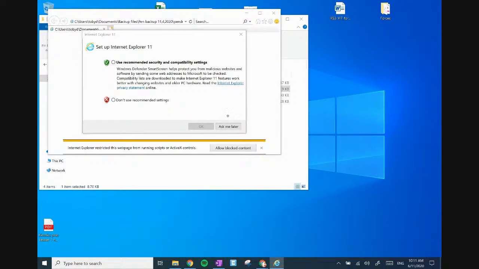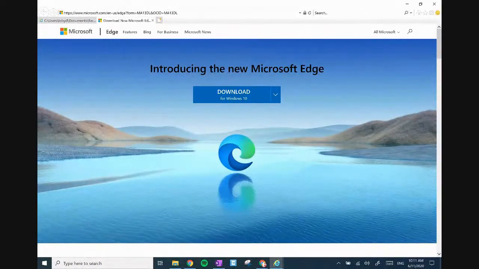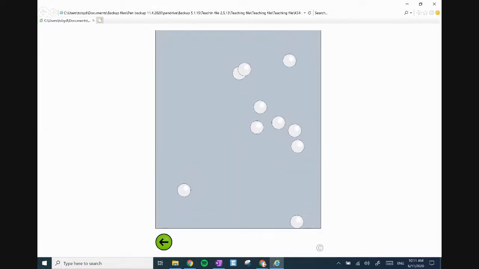Allow content. Oh, always, security compatibility settings. I don't know what that means. Okay. Allow blocked content. Go. Go on. Go on. Go on. Do what I'm asking you to do. Are you having a laugh? It's going to be in the previous tab. Allow blocked content. Yes. Right.